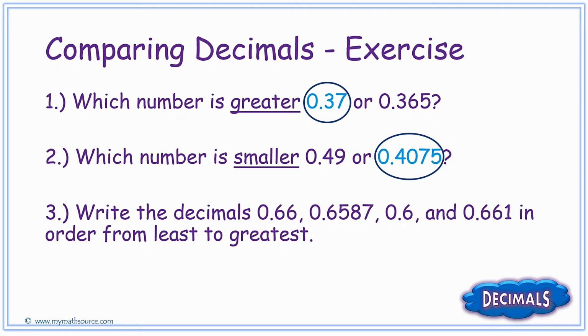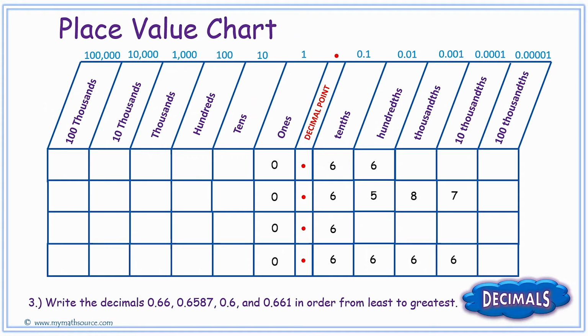Okay, number 3 asks us to write the decimals in order from least to greatest. To do this, we can utilize the place value chart again. We can compare each place value, the tenths position, and then we can compare the hundredths position. Since in the tenths position all the digits are the same, remember, you can put a 0 placeholder there to assist you in comparing those values. Then we can move on to the thousandths place as needed, then on to the ten-thousandths place.